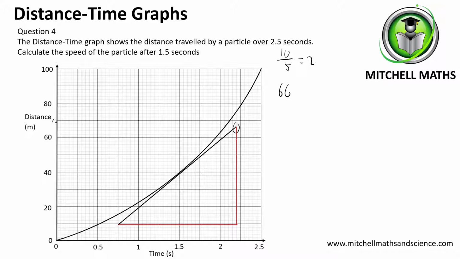which is here. And then I measure the point here, which is quite easy. It's just 10 metres. It's halfway between 0 and 2. So it's 66 take away 10. And that's the change in y.